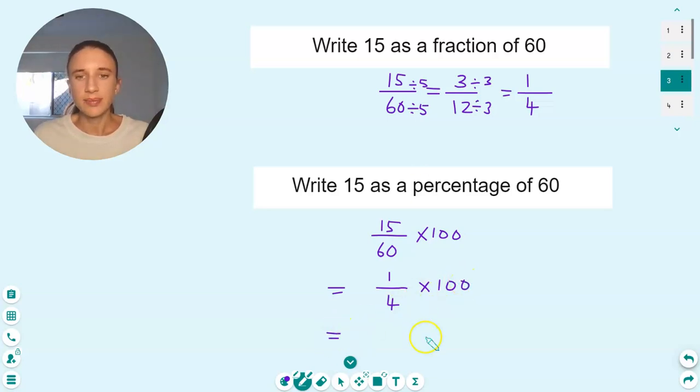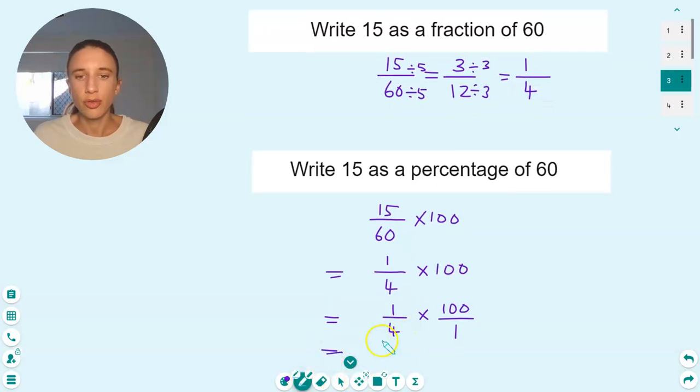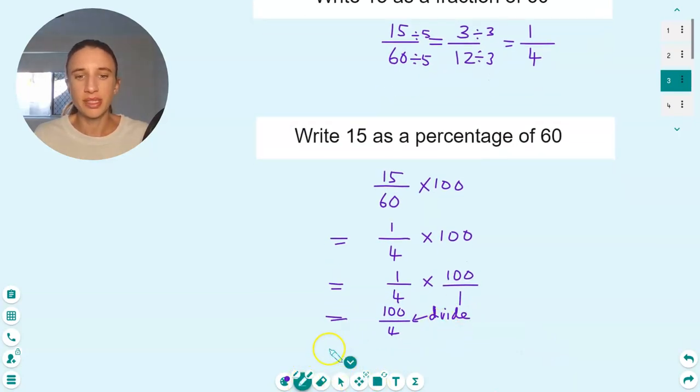That's the same as saying a quarter times 100 on 1. And numerator times numerator, denominator times denominator, 100 over 4. That fraction sign actually means divide. So 100 divided by 4 is 25%. Make sure if you're writing a number as a percentage, you include that percentage sign at the end.